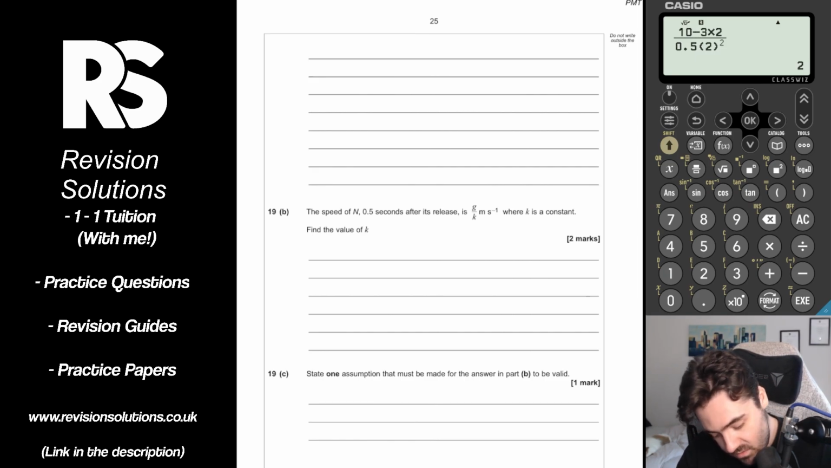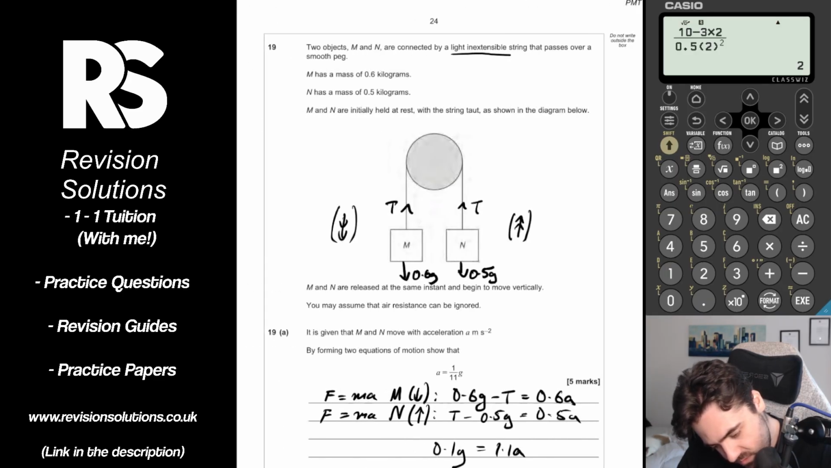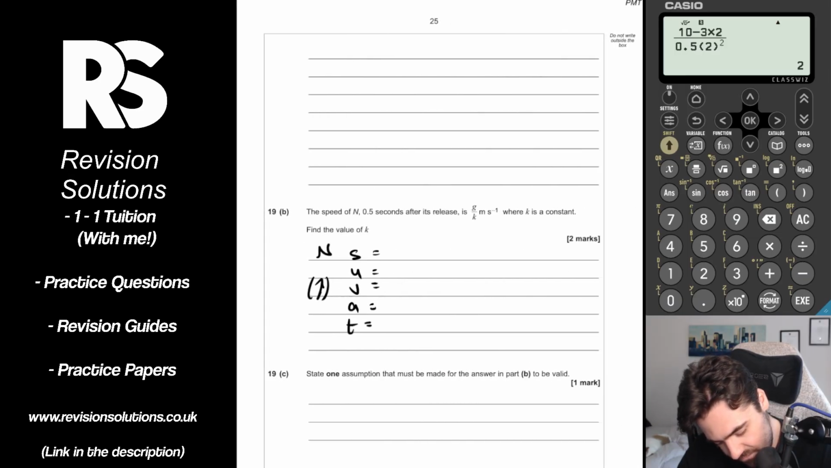So yeah, we can do SUVAT on N. So N is traveling up, so we'll think about SUVAT going up. We don't know the displacement. We do know it starts from rest, I believe. If they're released, they're going to start from rest. So yeah, u is 0. V is what we're actually after. Yeah, we want the speed after the 0.5 seconds.